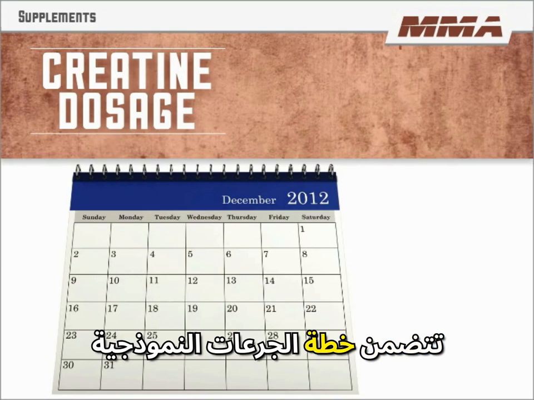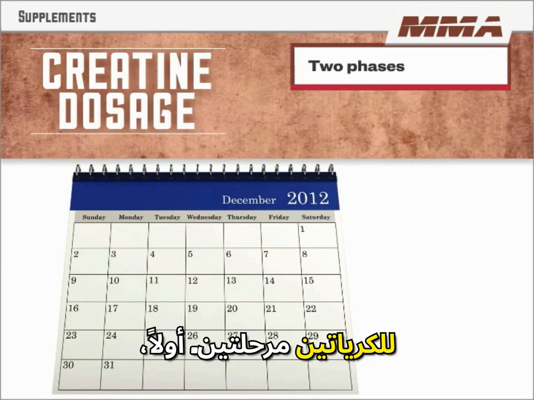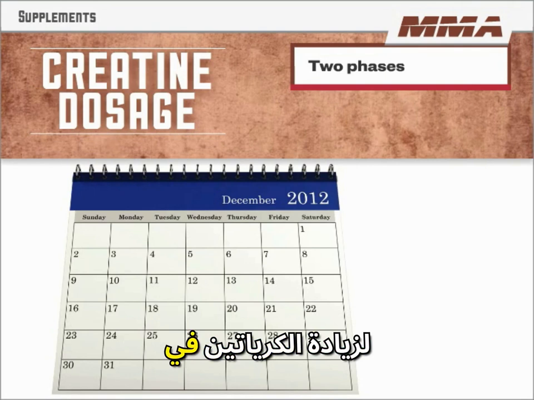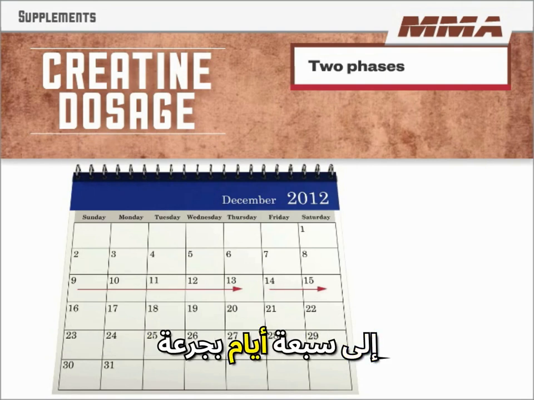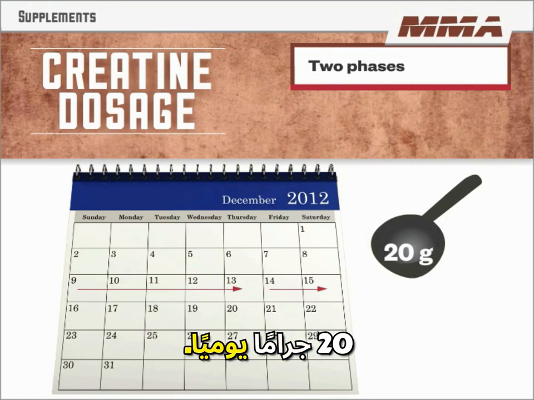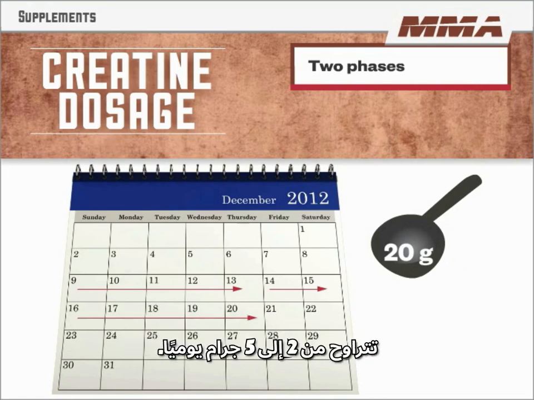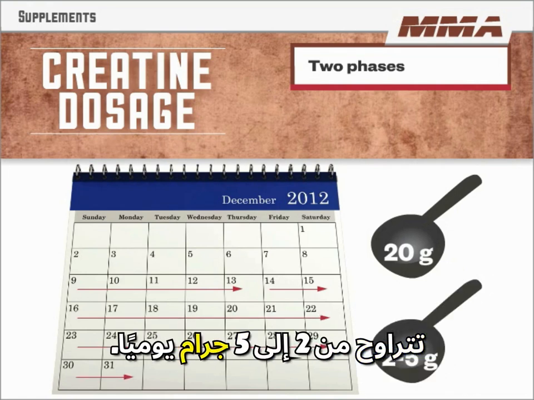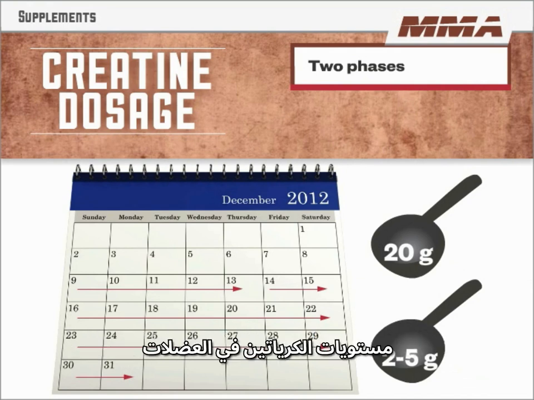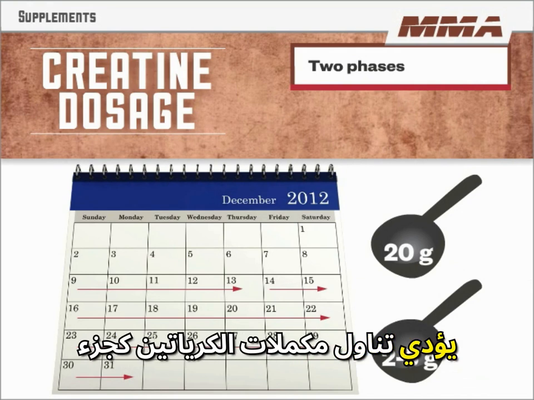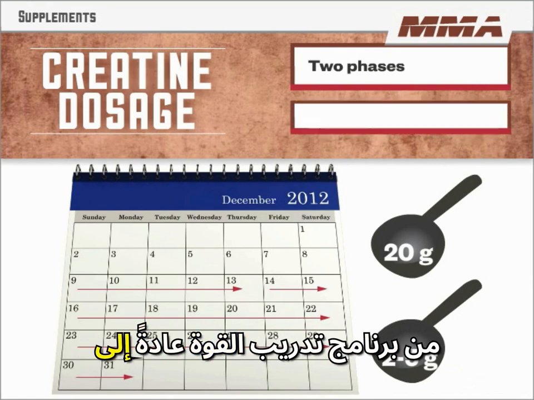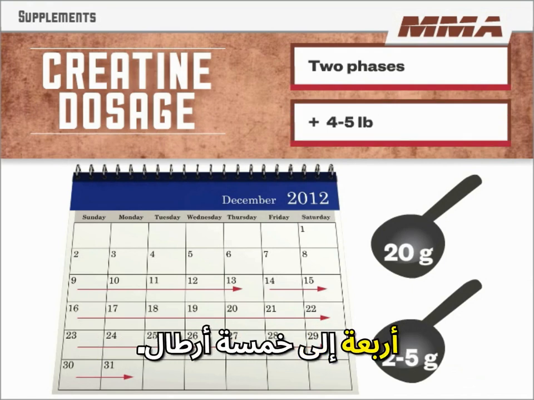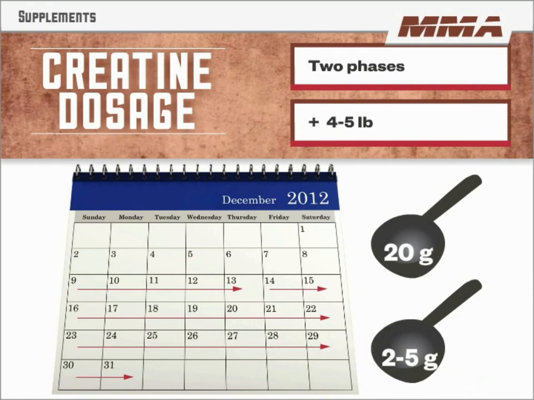The typical dosing plan for creatine includes 2 phases. First, to rapidly increase muscle creatine, begin with 5 to 7 days of supplementation at 20 grams per day. This is followed by a maintenance phase of 2 to 5 grams per day. This phase will sustain maximal muscle creatine levels. Creatine supplementation as part of a strength training program typically causes an initial weight gain of 4 to 5 pounds.